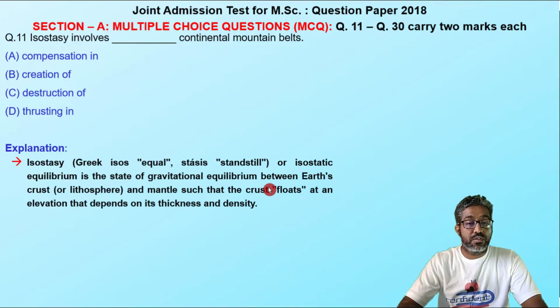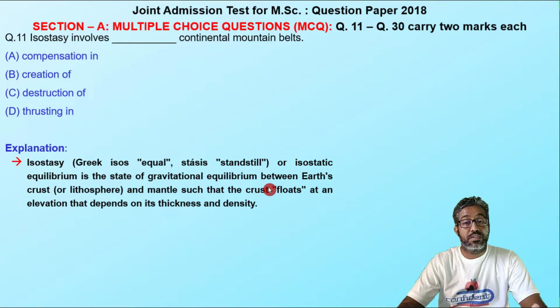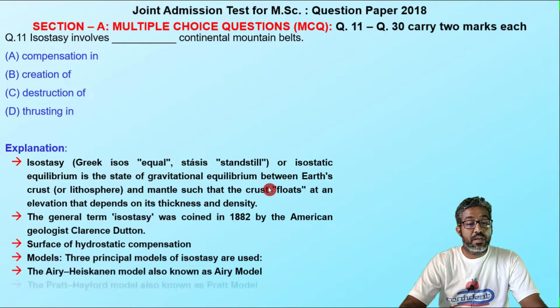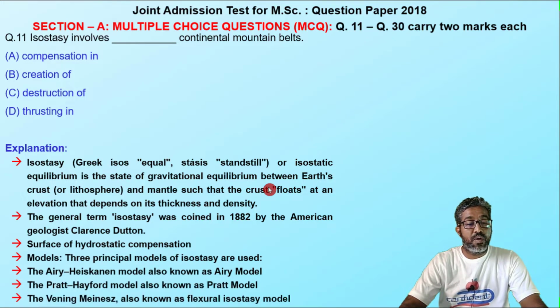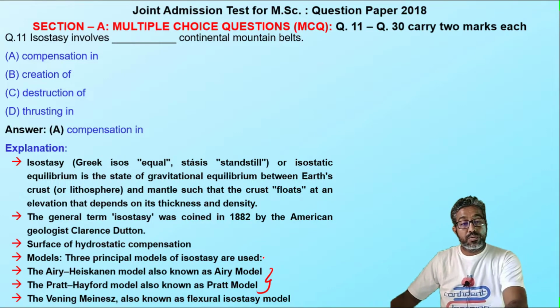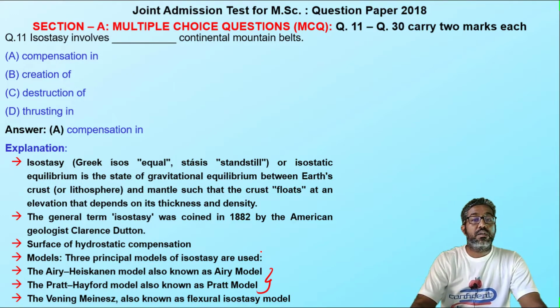What do you mean by isostasy? Isostasy is formed from two words: iso means equal and stasis means stand still. It was coined by the American geologist Clarence Dutton, and it is related to the surface of hydrostatic compensation. It has three types: the Airy hypothesis, the Pratt hypothesis, and the Vening Meinesz hypothesis. But generally we deal with the first two types of isostasy, and my option for this question is A, compensation in continental mountain belt.